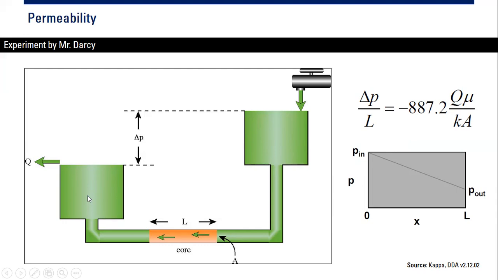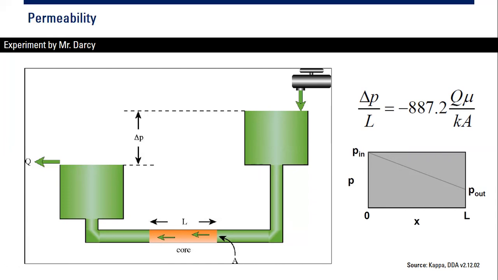There is a distance, and we can convert the distance to delta pressure because they are connected. And this is the area of the pipe. Here we can put a core or rock with length L. From the right tank, we flow fluid, for example water, with a viscosity that we know. And then we measure the flow rate here. Based on this experiment, Mr.